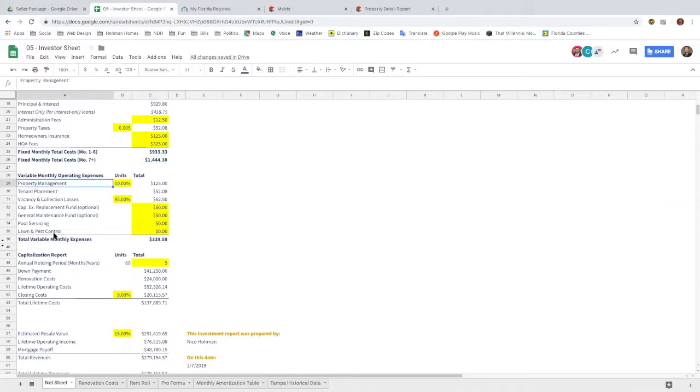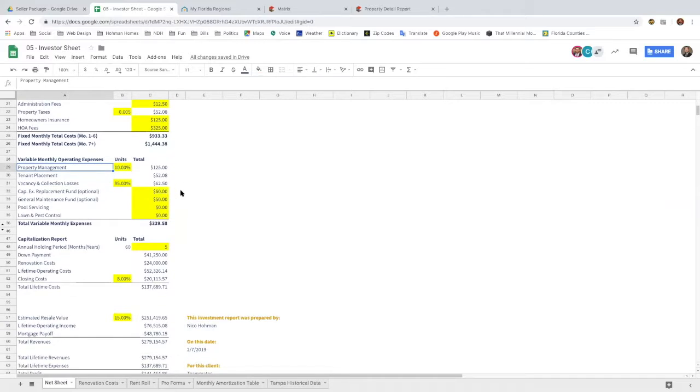Now let's assume we have a tenant in there, and what are our monthly costs? Well, based on some of the things that we know about property management, these are some of the variable costs that we're going to have as the landlord. So we know our monthly property management fee, we know a tenant placement fee, it's a one-time fee, but this is then distributed over the 12 months.